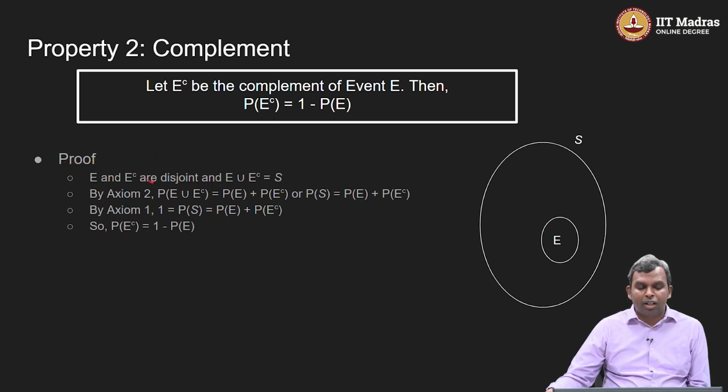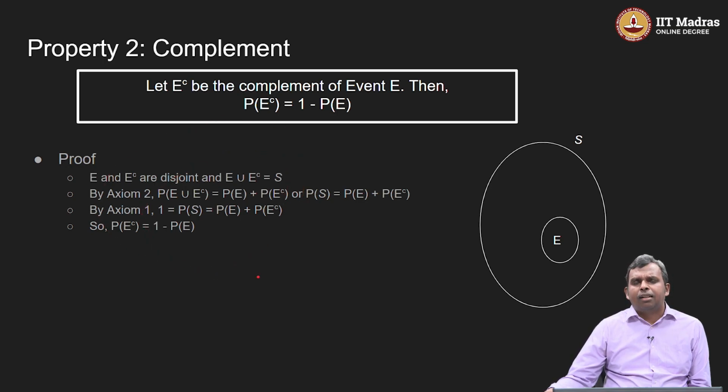Everything starts with E and E complement being disjoint, and E union E complement being the sample space S. Then you use axiom 2, you get that P of S is P of E plus P of E complement, and then you use axiom 1 to get P of S as 1, and you are done. Okay.